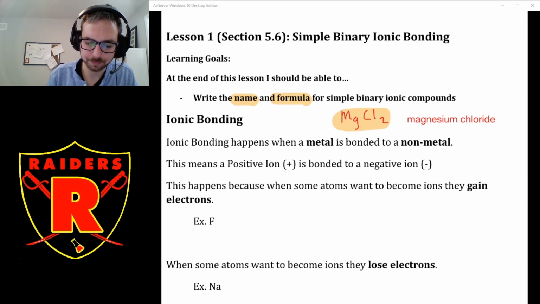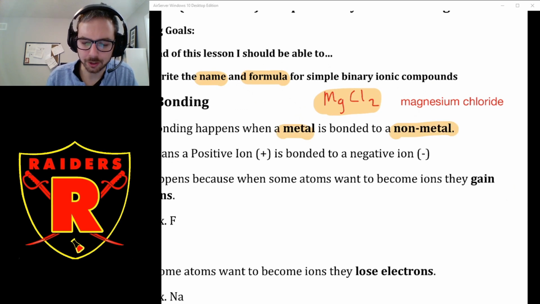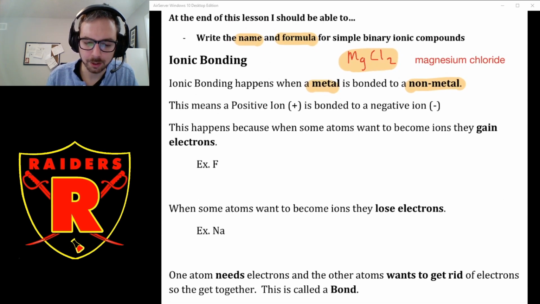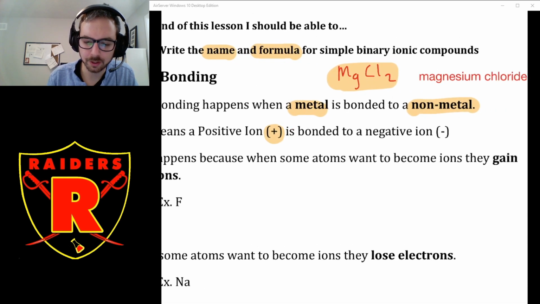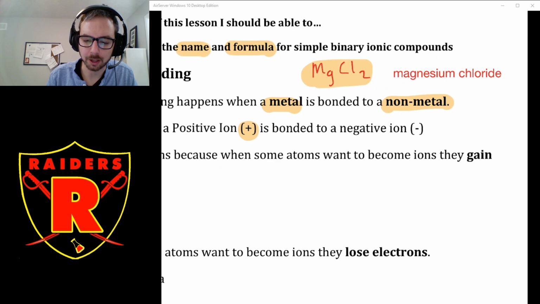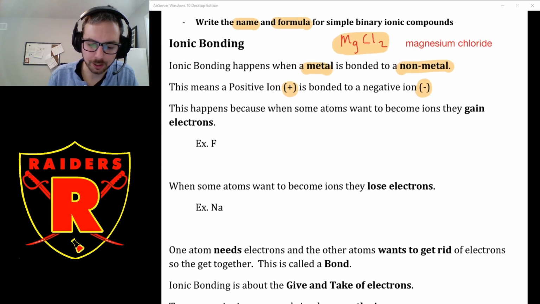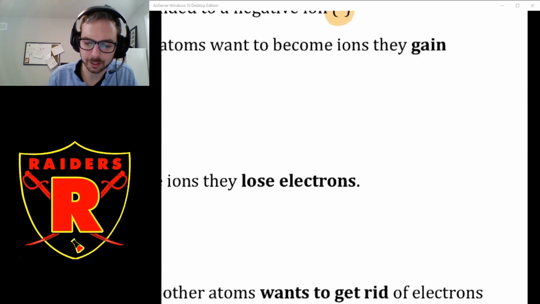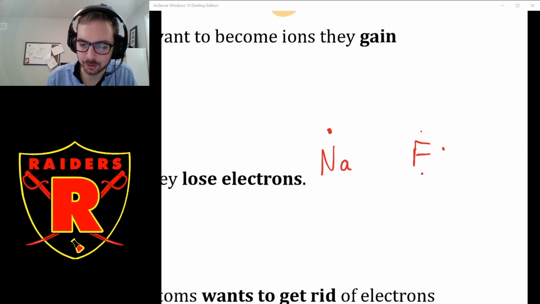We talked about how in order to get an ionic bond, you need a metal and a non-metal. The metal is going to give away its electrons and become positive, and the non-metal is going to accept electrons and become a negative ion. So, for example, we've got sodium and fluorine here. Sodium is in group 1, so it's going to have 1 valence electron. Fluorine is in group 17, so it's going to have 7.